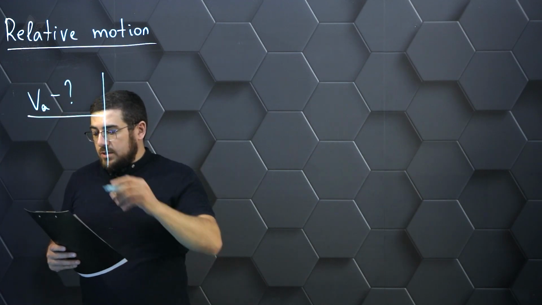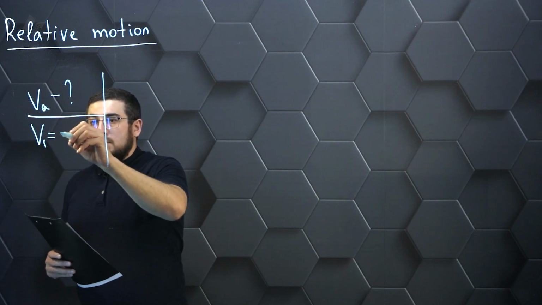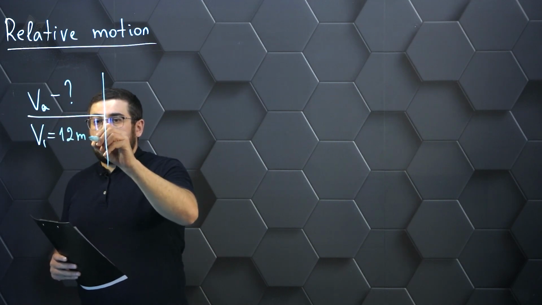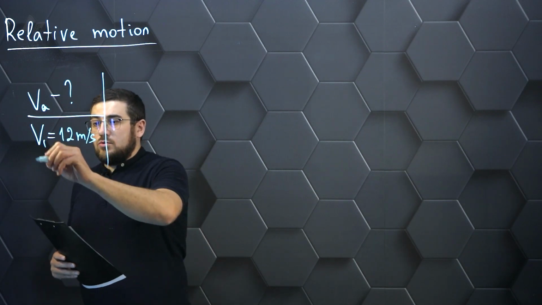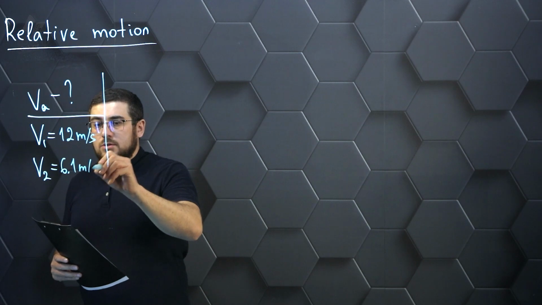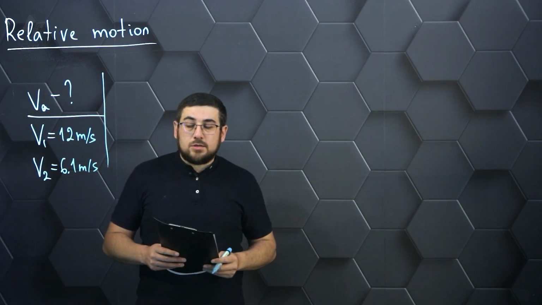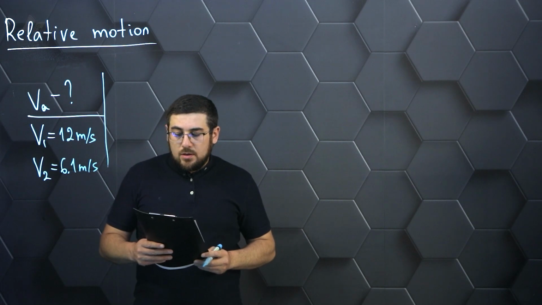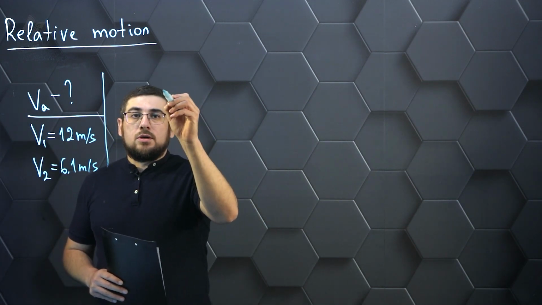We know the speed of the bird relative to the air, labeled as v1. It is equal to 12 meters per second. And we also know that the air itself moves at 6.1 meters per second towards the east. That is, we will now show the direction in the drawing. Let's depict the air in the form of such a cloud. We will look at this picture from above.